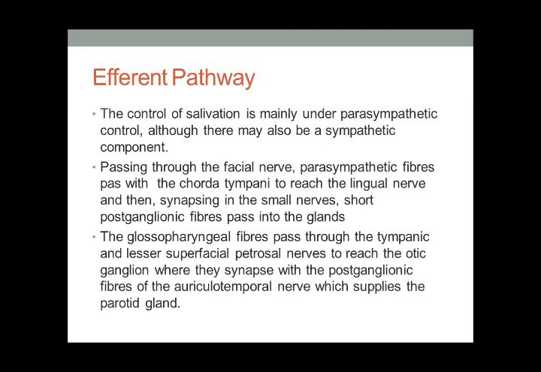The control of salivation is mainly under parasympathetic control, although there may also be a sympathetic component. Passing through the facial nerve, parasympathetic fibers pass with the chorda tympani to reach the lingual nerve and then synapse in the small ganglia. Short postganglionic fibers pass into the glands. The glossopharyngeal fibers pass through the tympanic and lesser superficial petrosal nerve to reach the otic ganglion, where they synapse with the postganglionic fibers of the auriculotemporal nerve, which supplies the parotid gland.